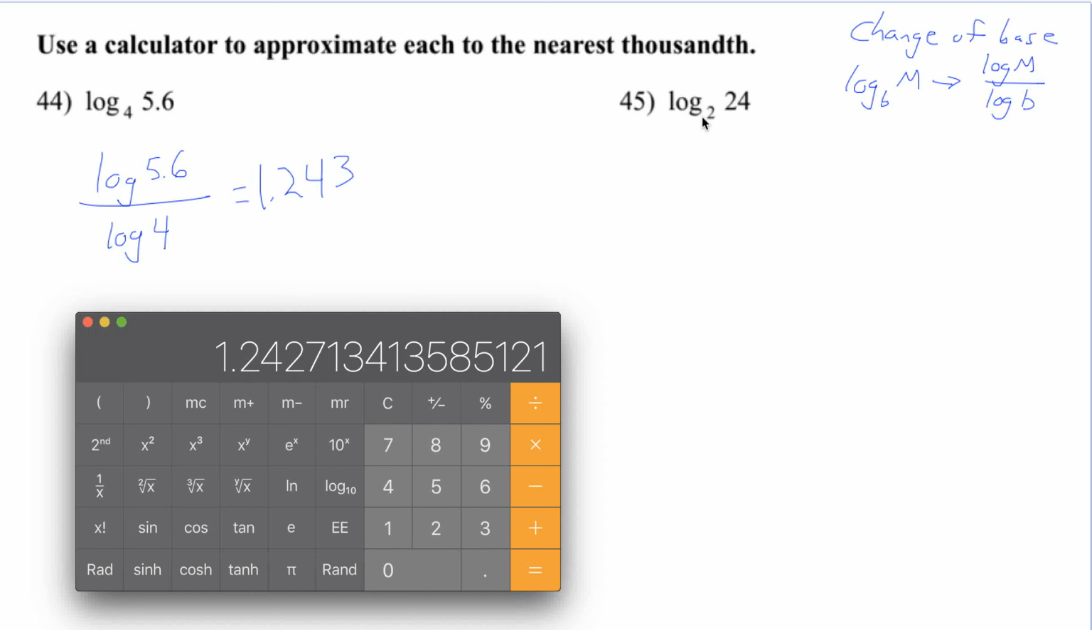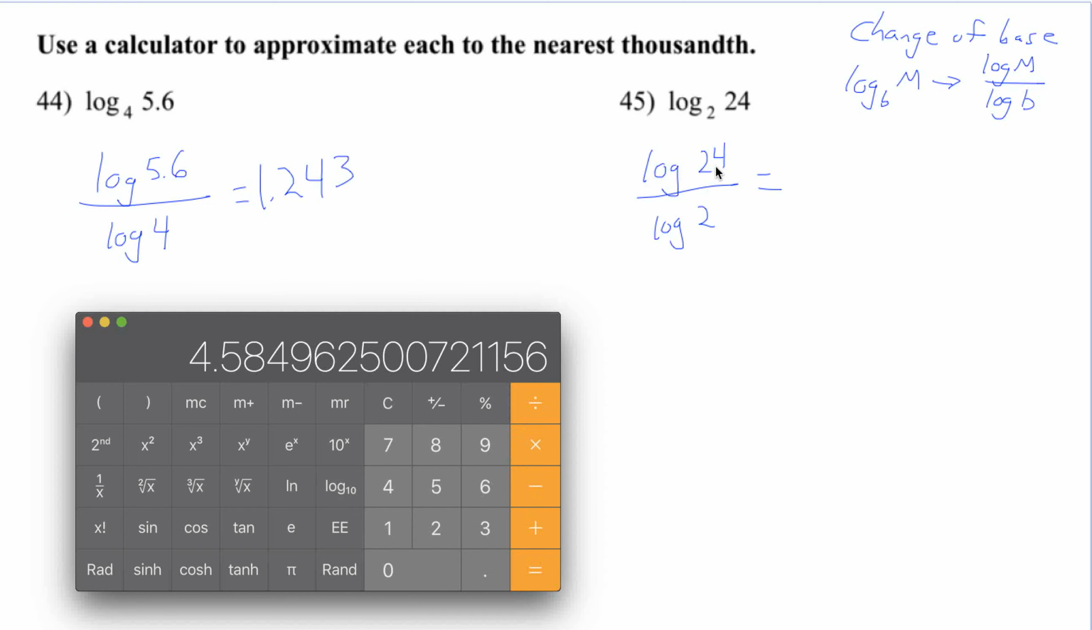The next one here, same idea. We'll do log of 24 over log of 2. So I'm going to clear this out. So we want to type in 24 log base 10 divided by 2 log base 10. And again, we have the equals after that. So this is 4.585.